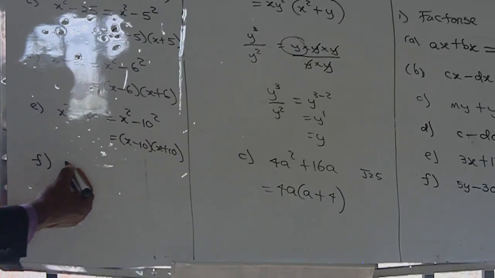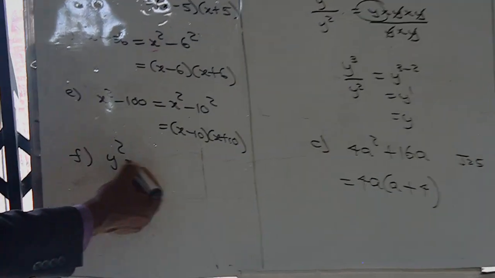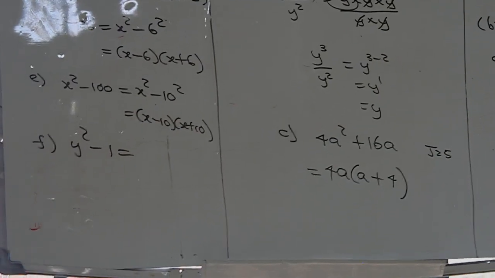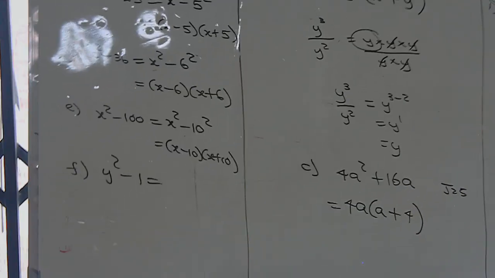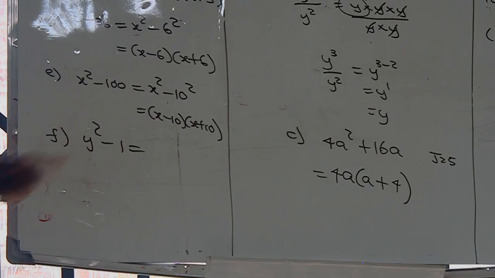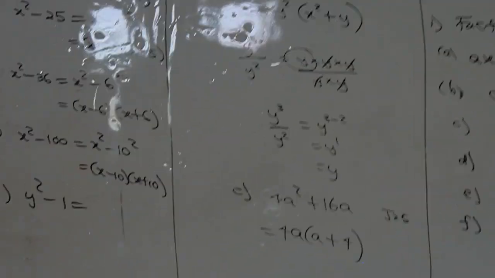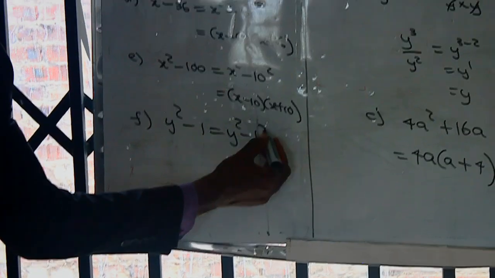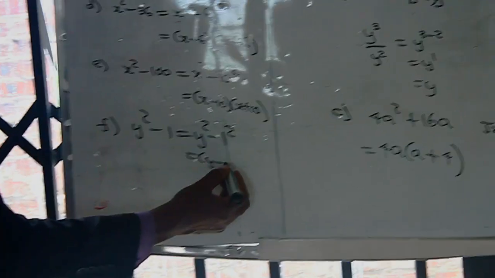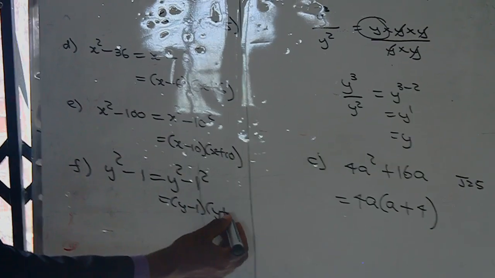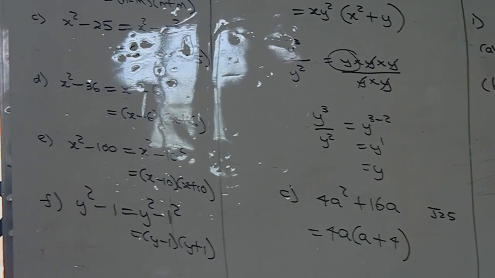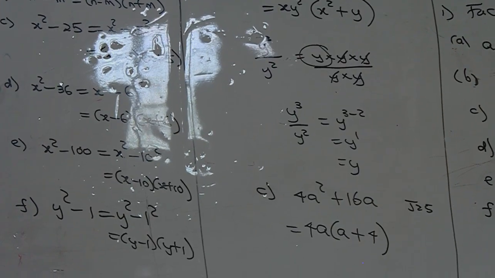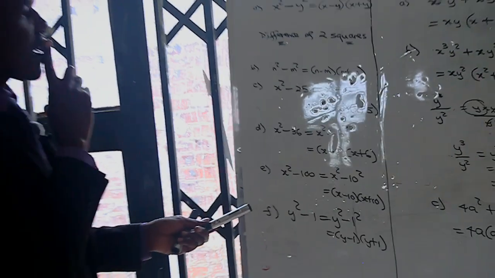What would be the factorization of y squared minus 1? Y squared minus 1. Which number do we square to get 1? It's 1. So we have y squared minus 1 squared, which is y minus 1 bracket y plus 1. Factorization. Before I give more examples, let's have a recap.